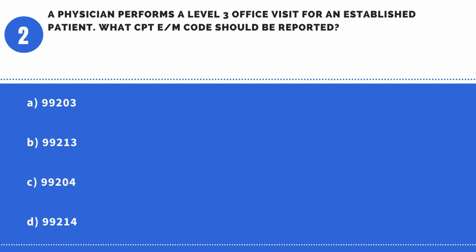Question 2. A physician performs a Level III office visit for an established patient. What CPT E/M code should be reported? A. 99203. B. 99213. C. 99204. D. 99214.